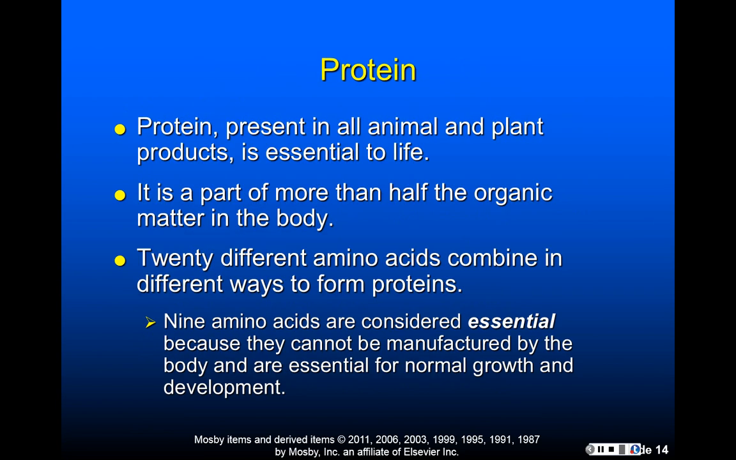Now, to touch on the importance of protein in nutrition. It is present in all animal and plant products, and it is essential to life and constitutes more than half the organic matter in the human body. 20 amino acids combine to form proteins. 9 of these are considered essential since they are not manufactured by the body.